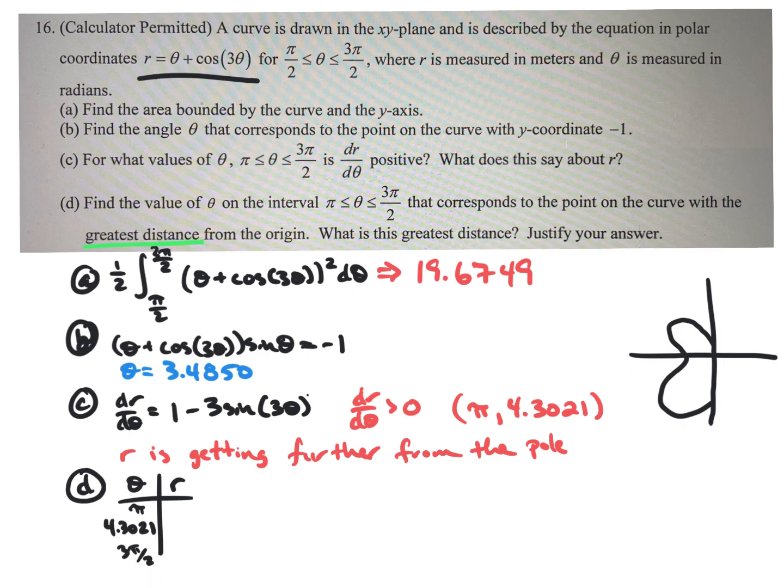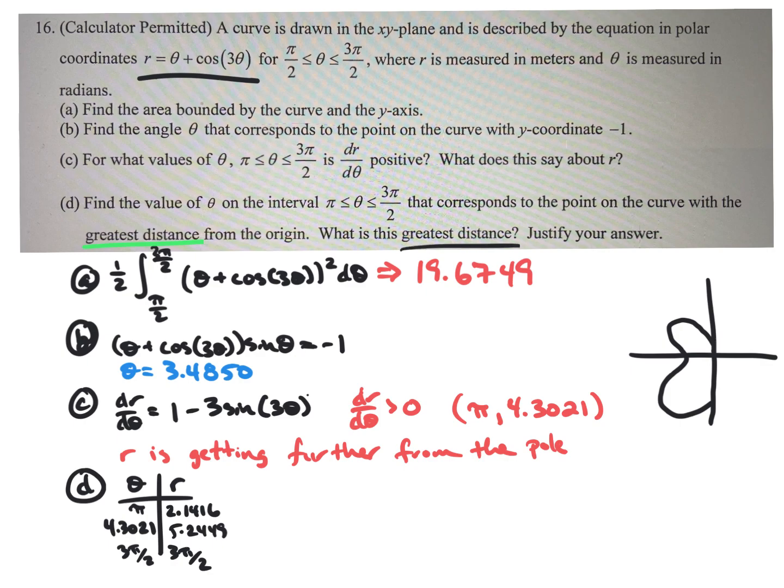All right, so at pi, what's my r? Anybody? 2 point what? 1416. All right, and then at 4.3, 49. All right, and then at 3 pi over 2, which is like 4.7 something. All right. So now, what's the answer to my question?